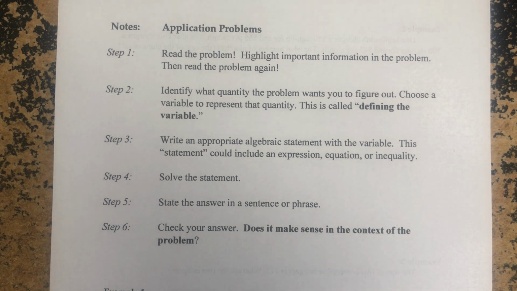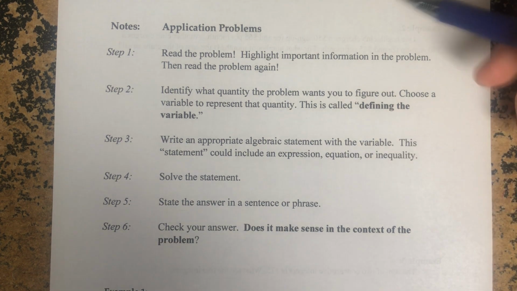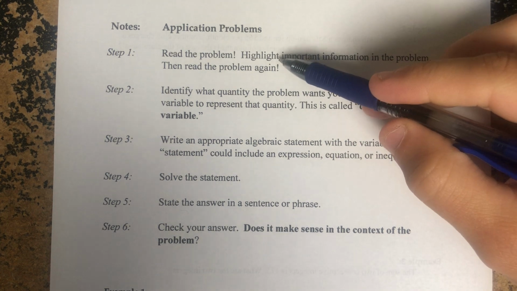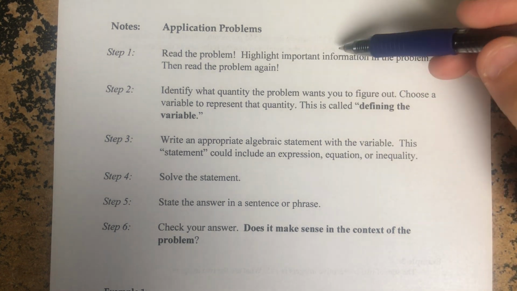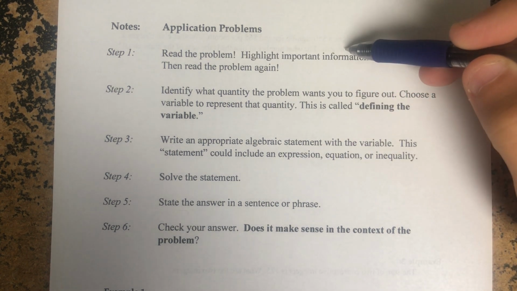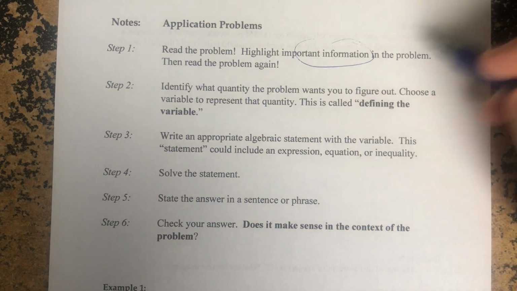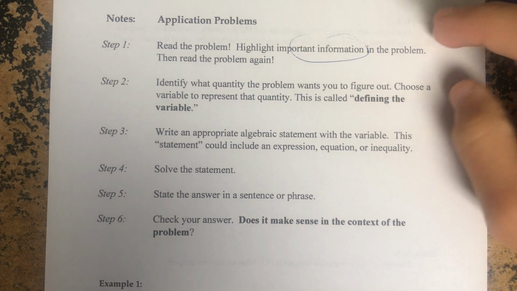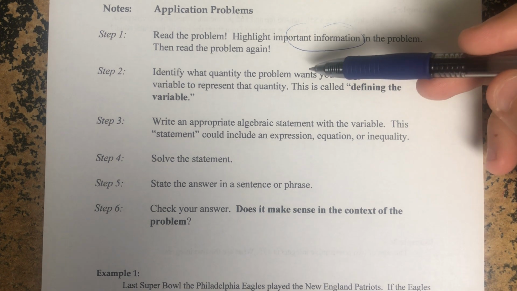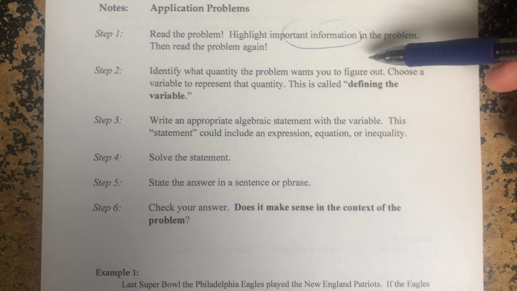But the way I'm doing it will help set up next units where a guess and check method isn't as efficient. So either way, you always have to read the problem first. It's a silly step, but you got to make sure you do it. I do like to highlight important information. Sometimes I'll circle important information, underline it, whatever. Identify what quantity the problem wants you to figure out.